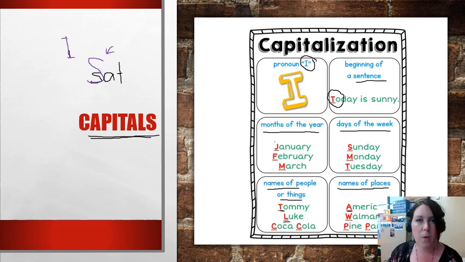So your step one now is to pause this video, pick up your colored pencil, go through and check for the pronoun I, that's I on its own, capitals at the beginning of the sentence, and the names of things like months of the year, days of the week, people, and places. Unpause this video once you've done that first step.